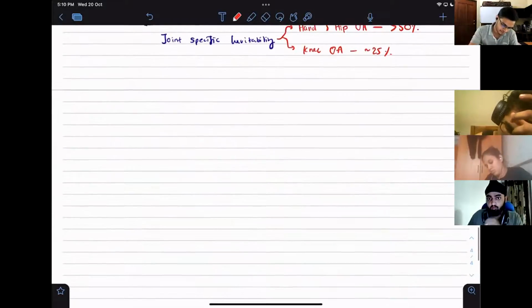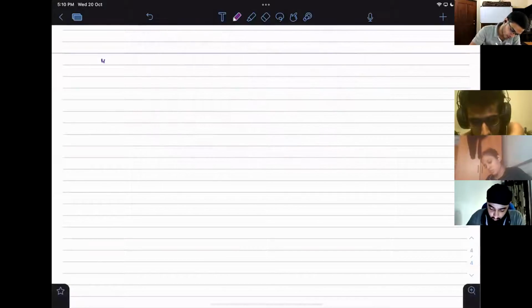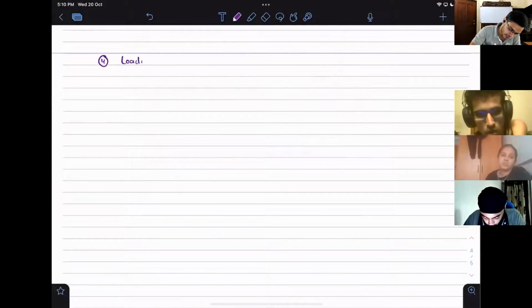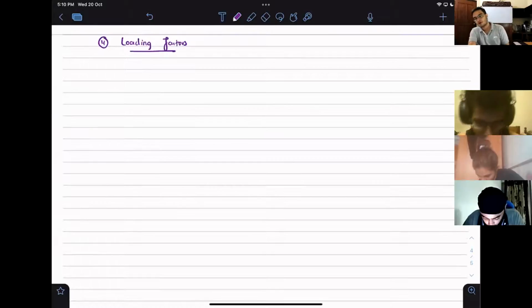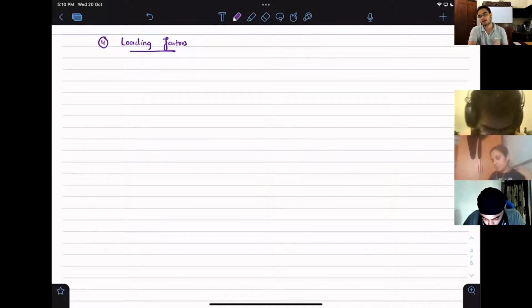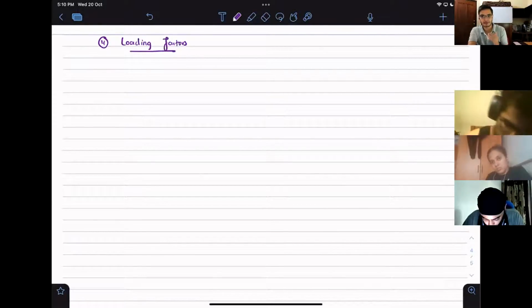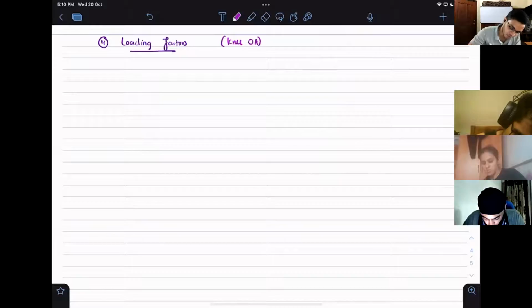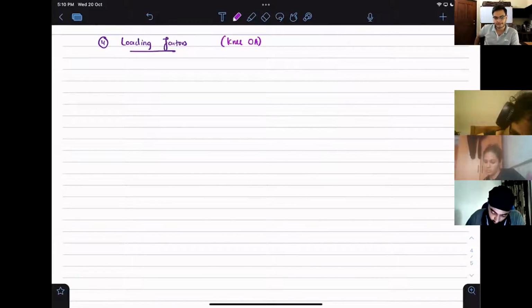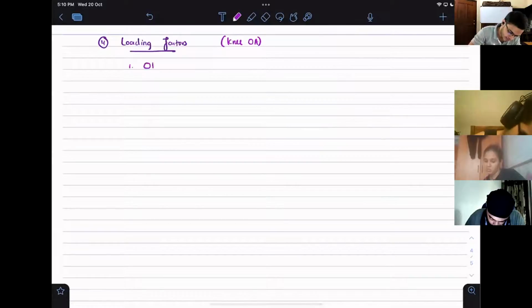Then the fourth one, look at this. We call these loading factors. What are these loading factors? Basically, how much weight we are putting on a joint. What I want you all to know is that this risk factor, the loading factor, mainly affects knee osteoarthritis more than any other. Look at this. First one, obesity.